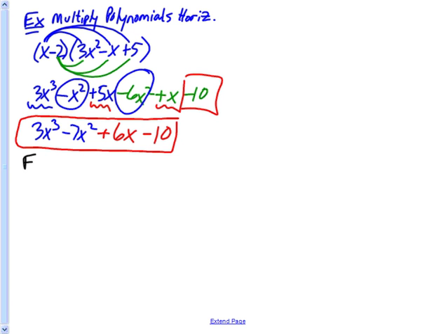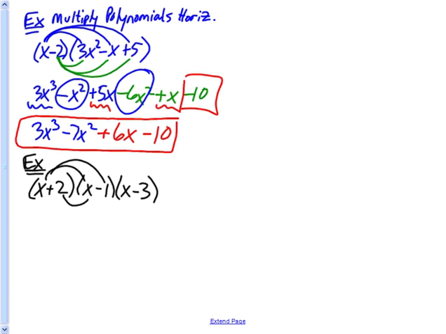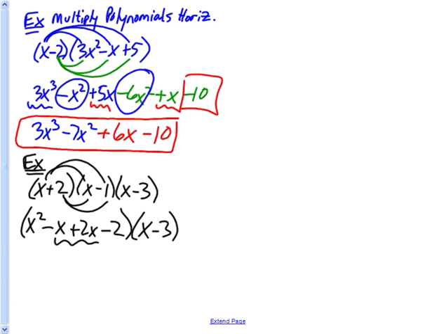But let's have three binomials be multiplied. So let's say you got x plus 2. Let's multiply it by x minus 1 and x minus 3. Okay, so how are you going to go about doing this? Well, the first thing you want to do is take the first two and go ahead and FOIL those. Forget about the x minus 3 for just a minute. So we got x times x, x squared, x times that -1, -1x, 2 times x, positive 2x, and finally 2 times -1, -2. Leave the x minus 3 there for a minute. Go ahead and combine those like terms there.